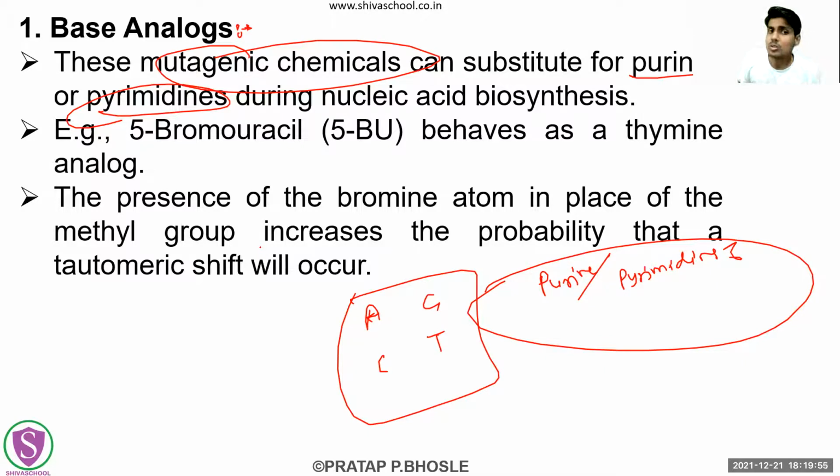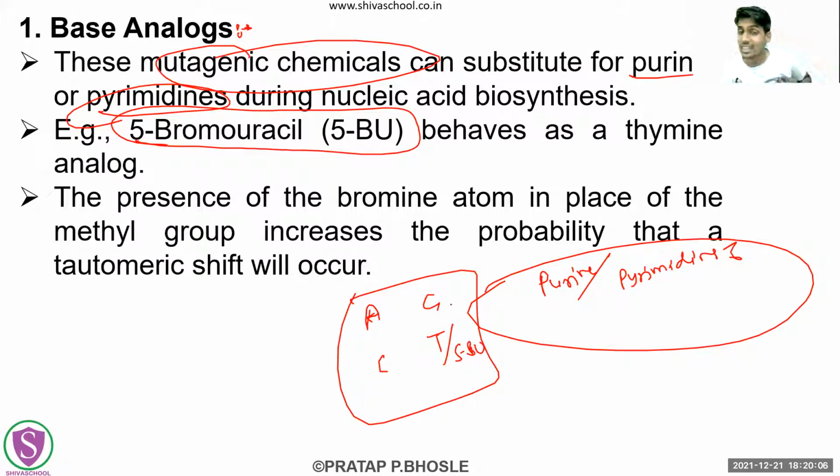Okay, so there are certain chemicals like 5-bromouracil. Okay, now it acts as a what? Thymine analog. ये जो thymine को 5-bromouracil कभी-कभी क्या करता है? Replace करता है. The cellular mechanism is not able to understand whether it is thymine or whether it is 5-bromouracil. Okay, the cellular mechanism will consider this 5-bromouracil as one of the components of thymine, okay, or as one of the nucleotides, that is what? Thymine.